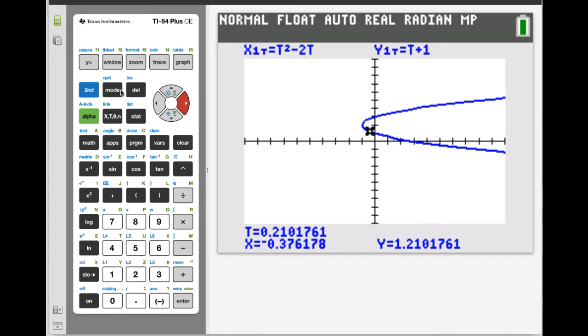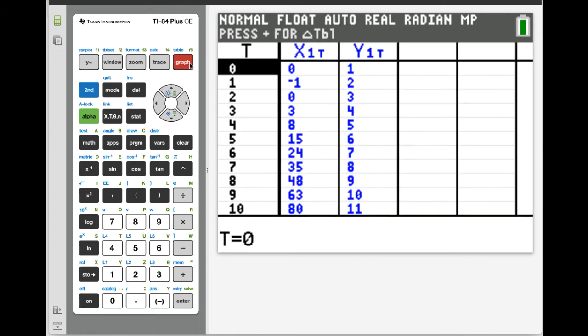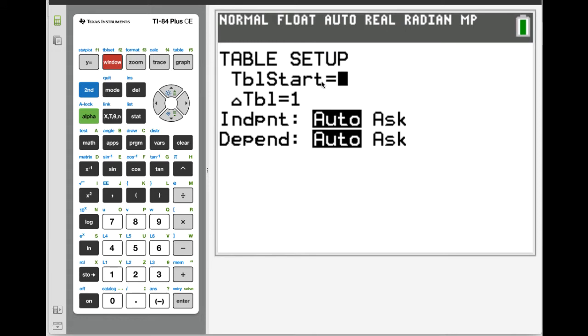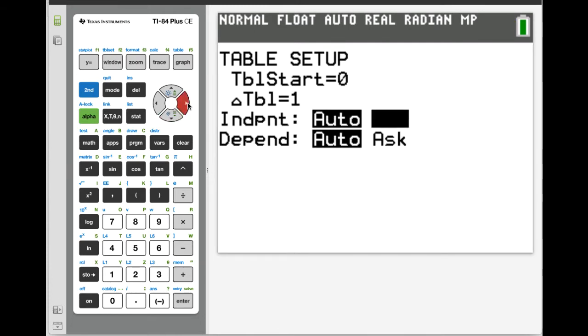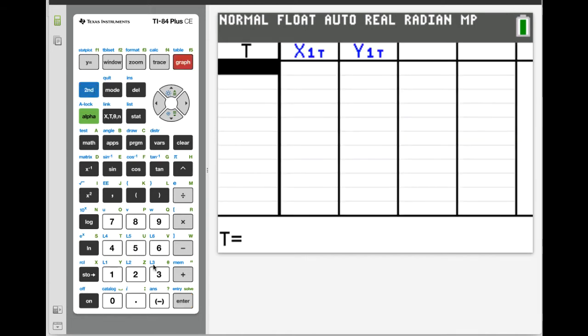Now, if I go to the table, let me do second graph and go to the table, we can see, for values of the parameter, here's the x and y values. And as you definitely know by now, if I do a second window that takes me to the table setup menu, I could start my table at a particular point. I could have my delta t. In that case, I could always go down to the ask feature. And if I go back to the table when I do that, I could plug in t equals -2.5, let's say, right? And it's going to plug into the equations and find that value for me.